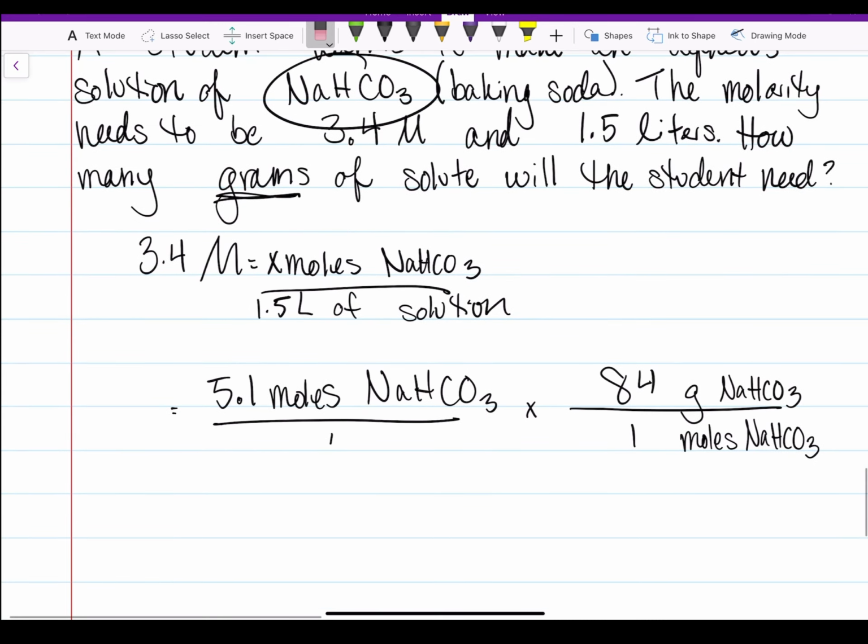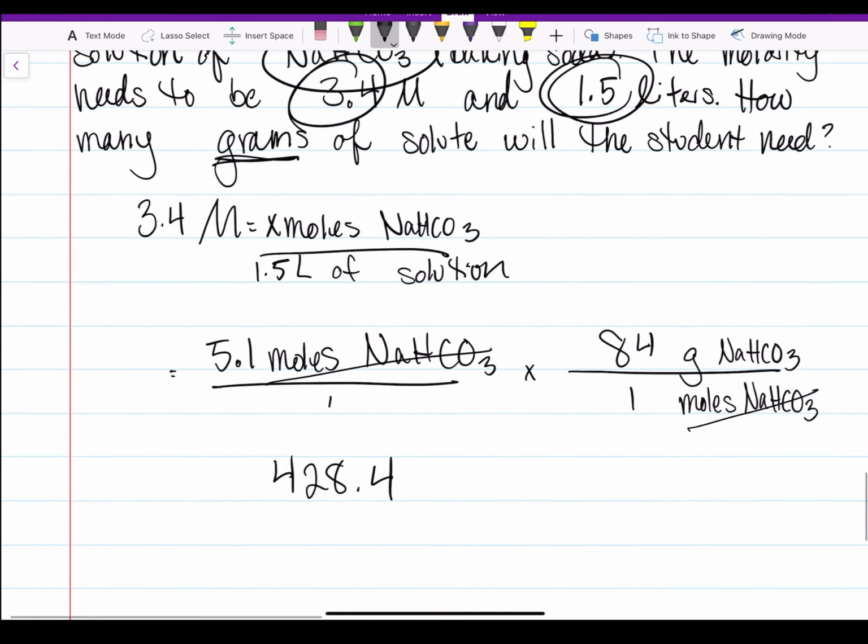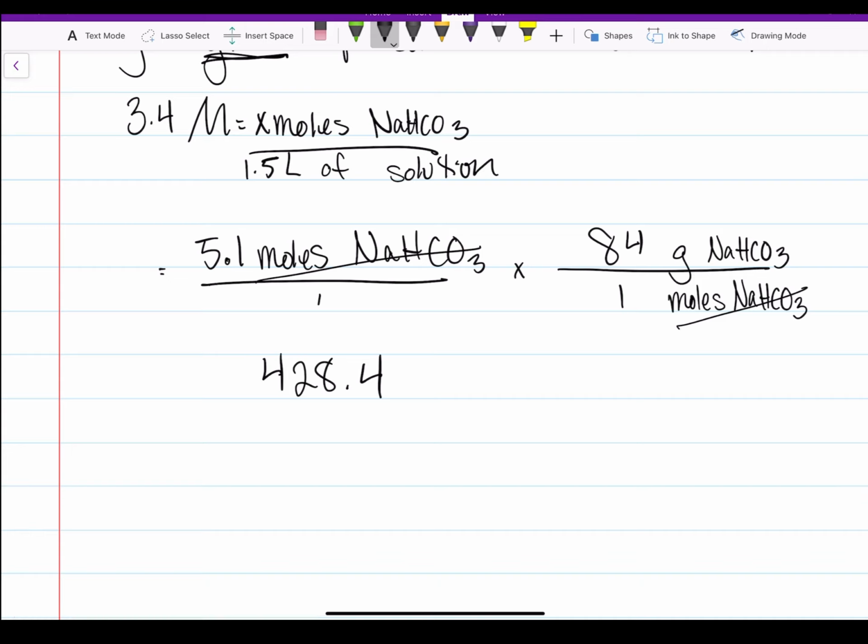And then we're ready to solve our dimensional analysis because moles of NaHCO3 cancels, and we're just gonna take 5.1 times that 84, and you get an answer of 428.4. Now, if we were using sig figs, our answer would have 2 sig figs in it. So if you would like to do 2 sig figs instead, that would be 430. If not, we can leave that, and it would be grams of NaHCO3 for our final answer.